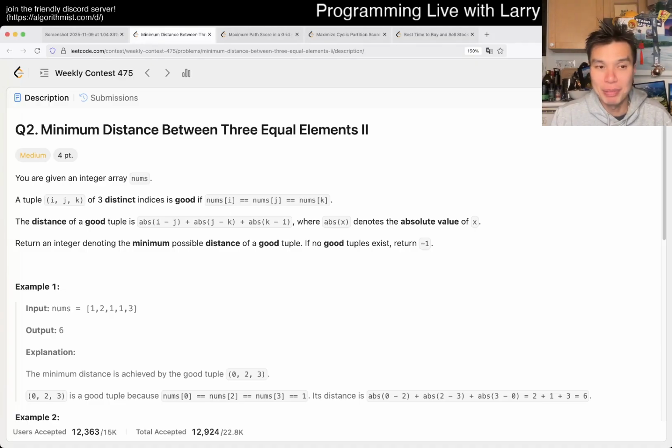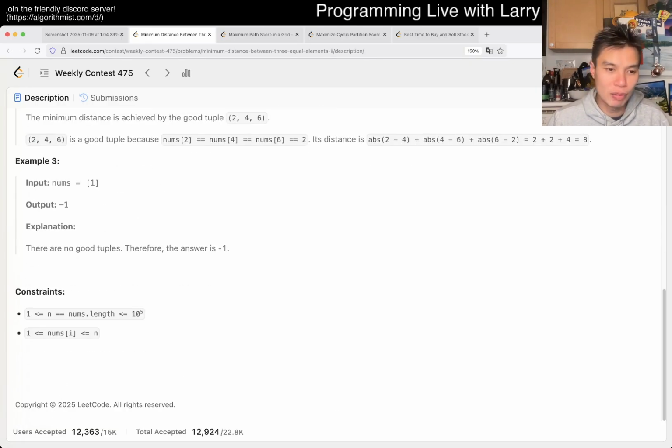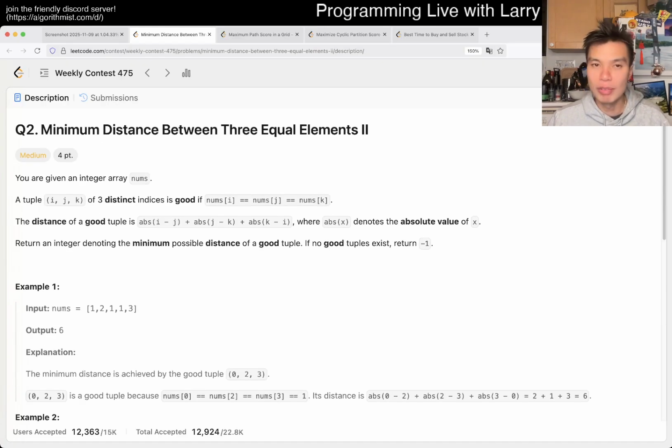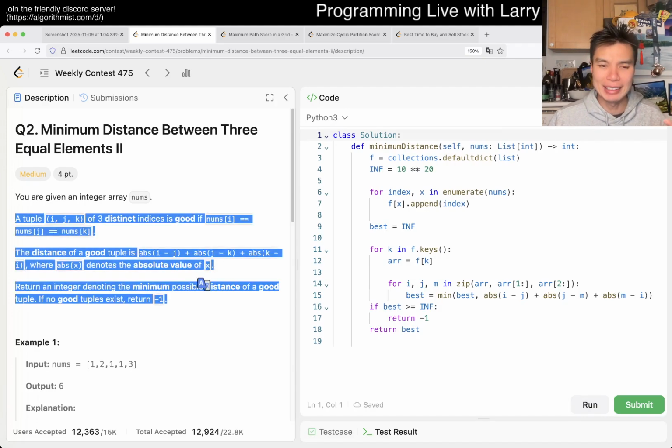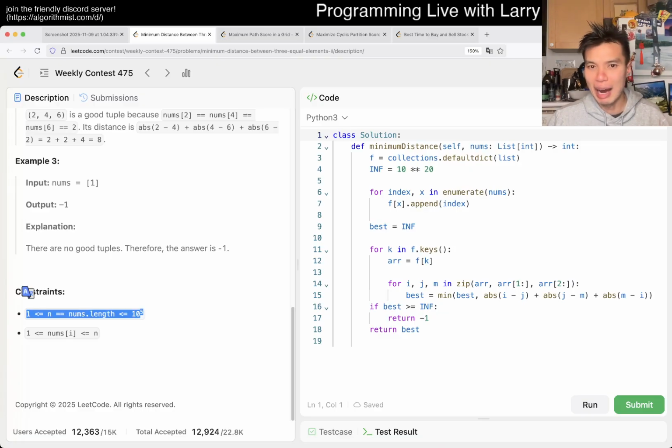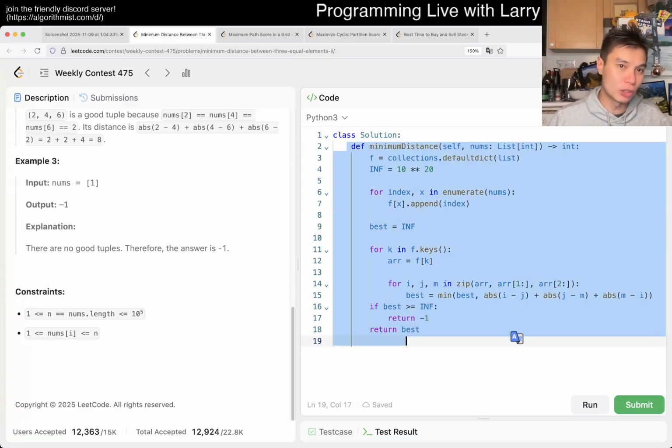Today, this problem, we have minimum distance between three equal elements 2. So this is a slightly harder version of Q1, where in Q1 n is 100, and this is 10 to the 5th. One trick that I want to suggest during a contest is that because everything is the same except for the constraints, I would just copy and paste the code from Q2 to Q1.